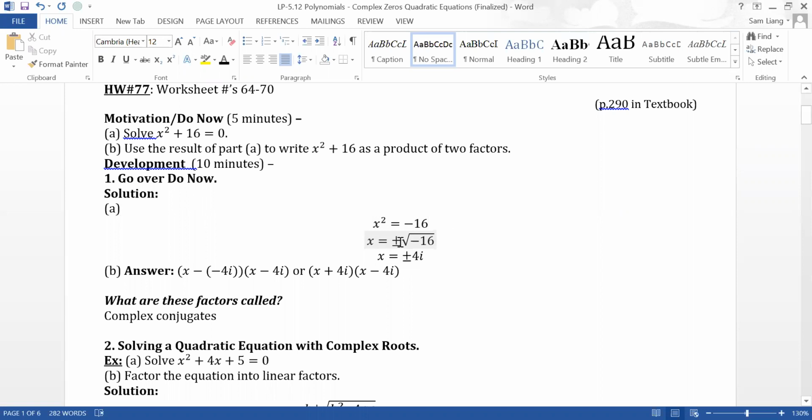All right, next step is you're going to factor out i. So i is equal to the square root of negative 1, as we know. And then we'll be left with i times the square root of 16. The square root of 16 is 4, so we get plus minus 4i as our zeros.